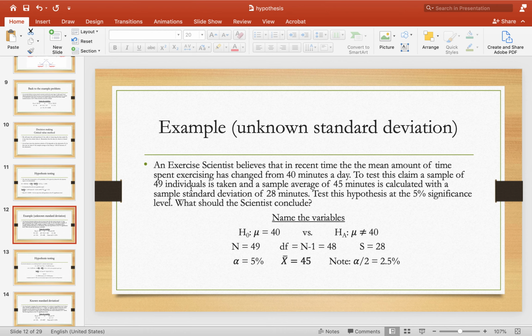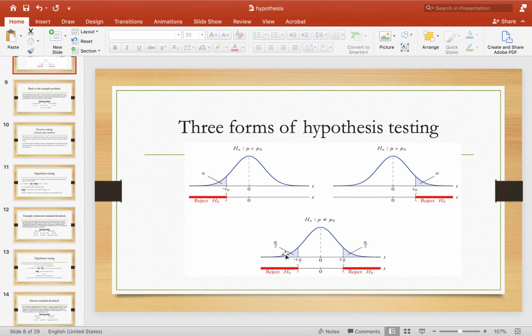Okay, so the first thing we do, we just name the variables. I have my null hypothesis, 40 minutes. The scientist doesn't know how it's changed until they collect the data, so it's mu not equal to 40 minutes. I identify the sample size, my degrees of freedom, the sample standard deviation, my significance level, and x bar. Notice I did alpha over 2 here because this is a two-sided test and my rejection region is going to be two sides. So I need alpha over 2 in this area and alpha over 2 here, and 1 minus alpha goes in the middle.